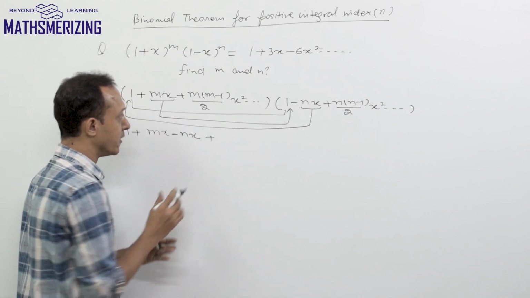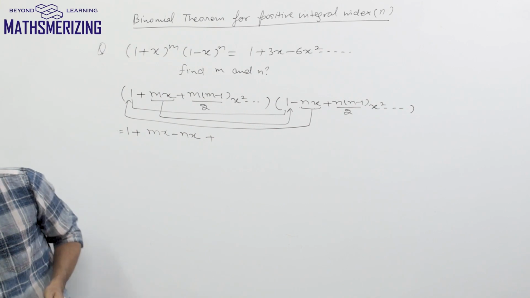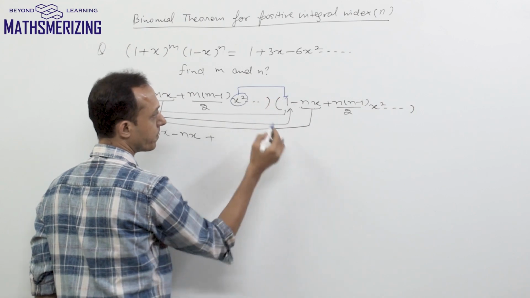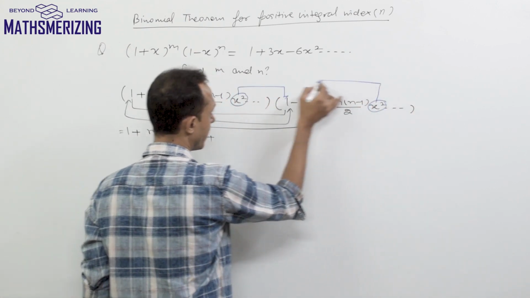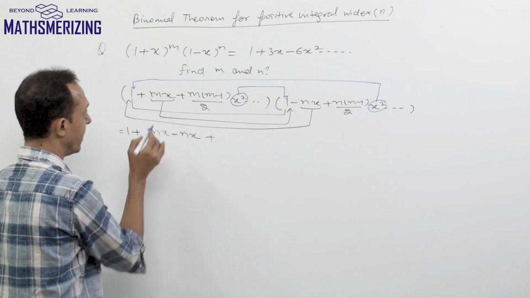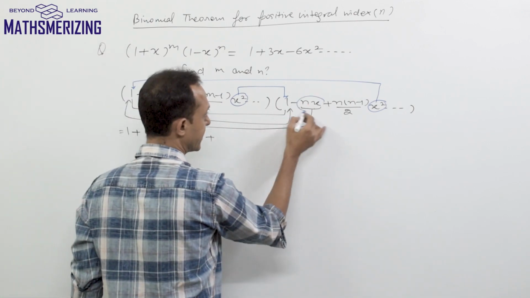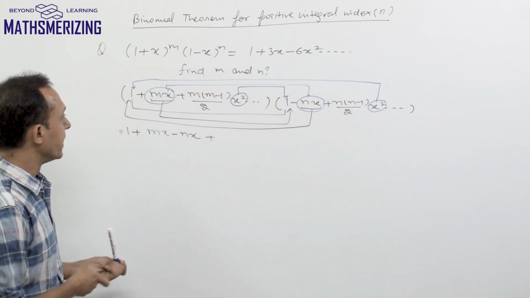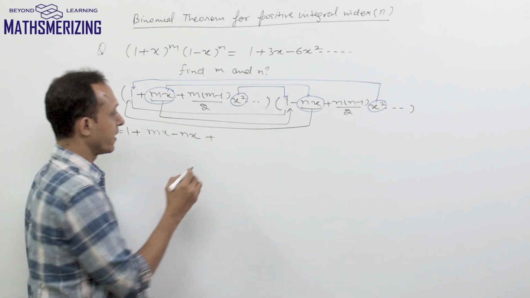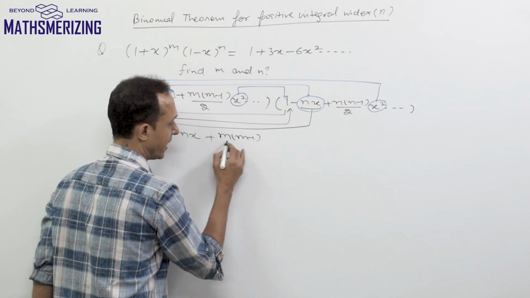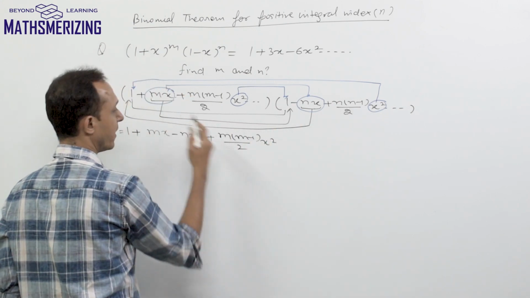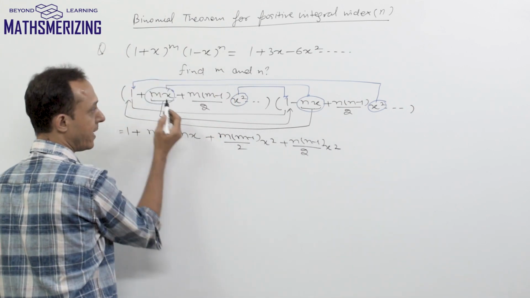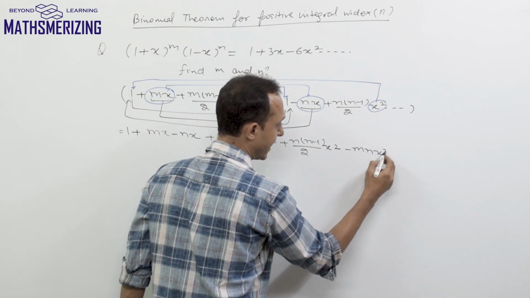Now I'll try and find the coefficient of x square. When do I get this x square? I'll get x square when this x square gets multiplied with 1, when this x square gets multiplied with this 1, and when this x gets multiplied with the other x. So there'll be three terms. If I multiply them, this one here will be m(m minus 1) by 2 x square. For this one it'll be n(n minus 1) by 2 into x square, and then mx times minus nx will be minus mn x square.